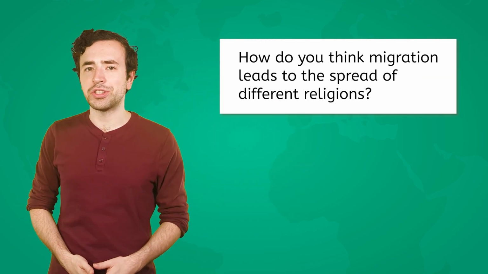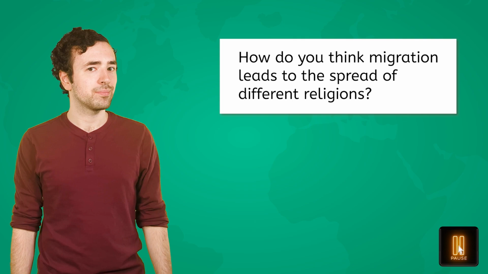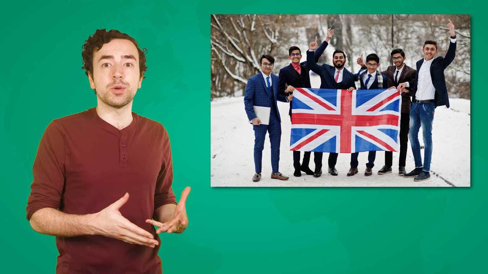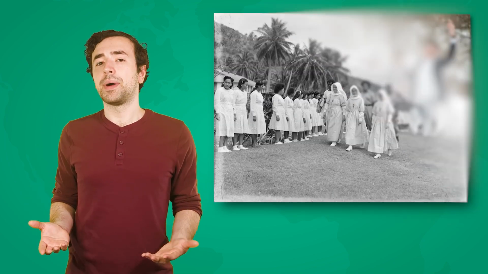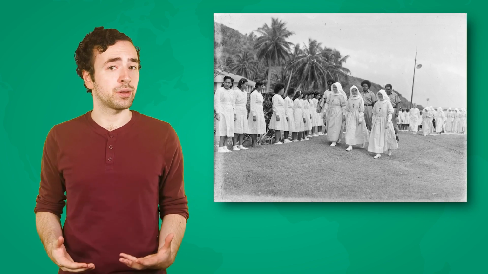How do you think migration leads to the spread of different religions? Let's say a person from South Asia is a member of the Hindu faith and moves to a country like Great Britain that has historically identified as Christian. They wouldn't necessarily be forced to change faiths just because they migrated. Because of migration, Hinduism, which started in India, is now an element of culture in Great Britain. But historically speaking, colonization has been an important driver of religious diffusion.